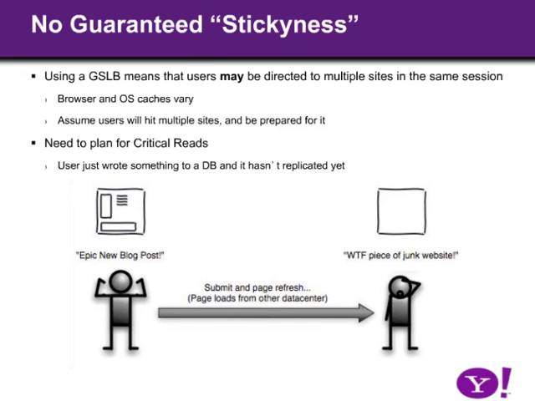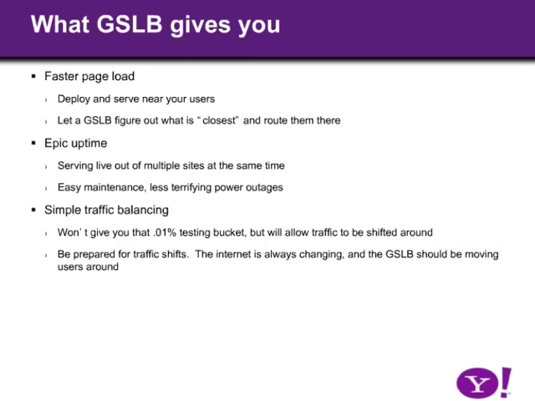So in summary, what GSLBs give you is faster page load times. When you deploy in multiple different sites and let the GSLB get your users to the closest possible one of them, it gives you a faster page load, and for free. CDNs use this technique all the time to distribute static content. There are reverse proxies that are set up that use this kind of thing. When you get users to a closer site, it's a free boost in page load performance.